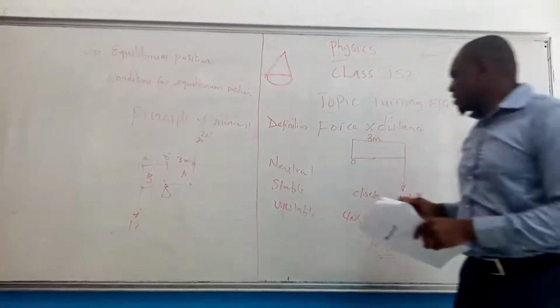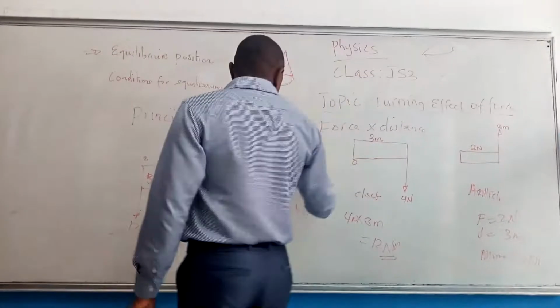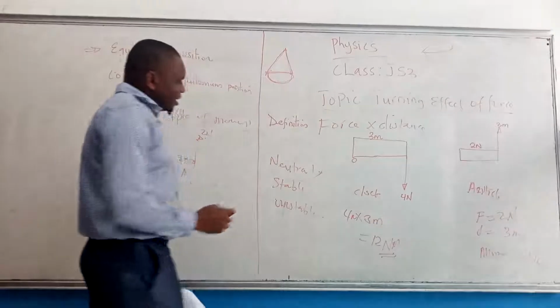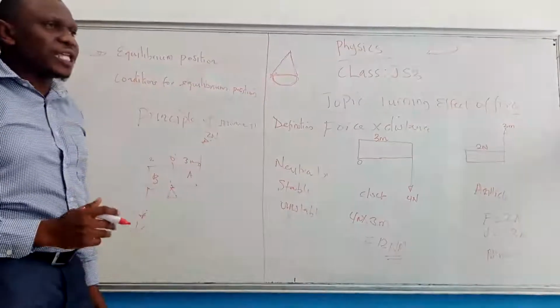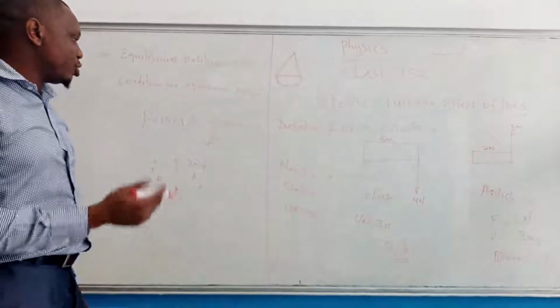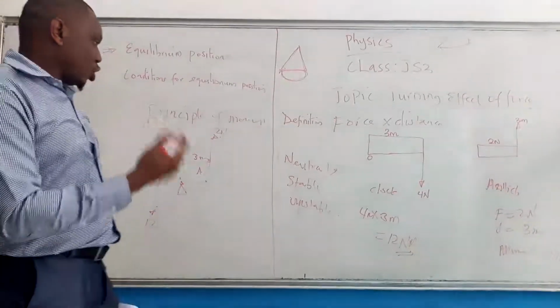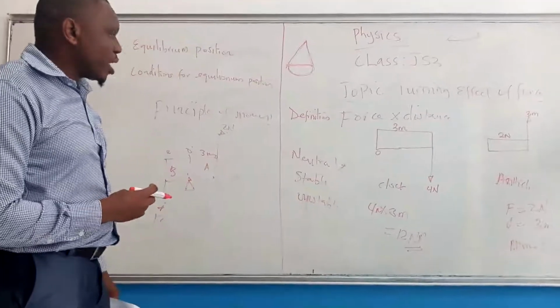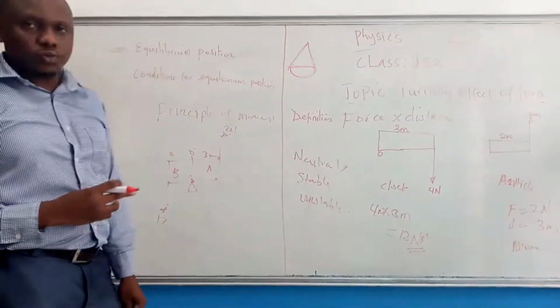The third state is the neutral state. An object is said to be in a neutral equilibrium if it gains or acquires a new equilibrium after touch. For example, we have a football.